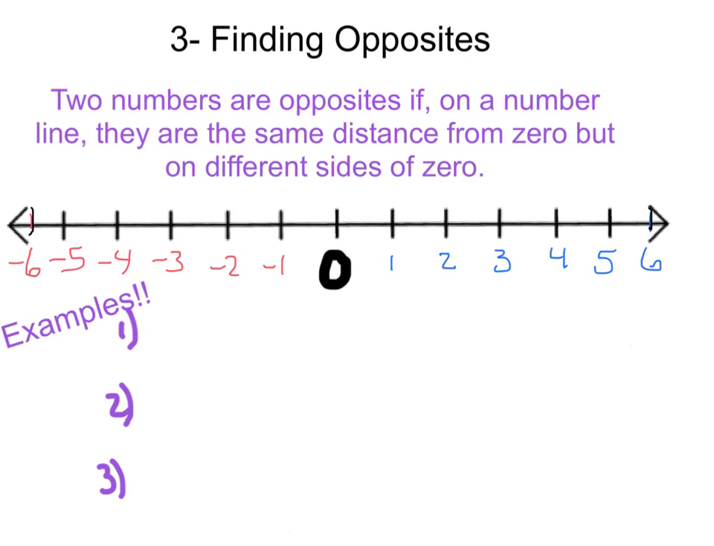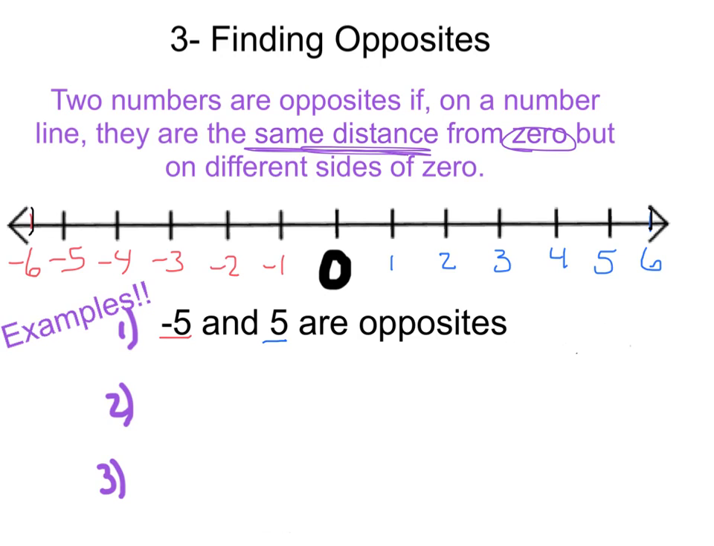Now let's talk about those opposites. Just like I was talking about before with the mirror, let's read and write down the definition for opposites. Two numbers are opposites if, on a number line, they are the same distance from 0, but on different sides of 0. So let's look at a few examples. Let's look at -5 and +5.